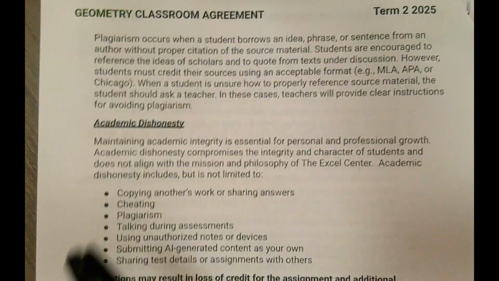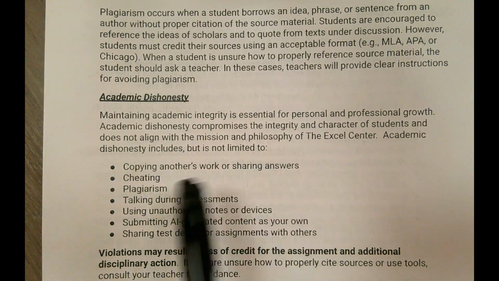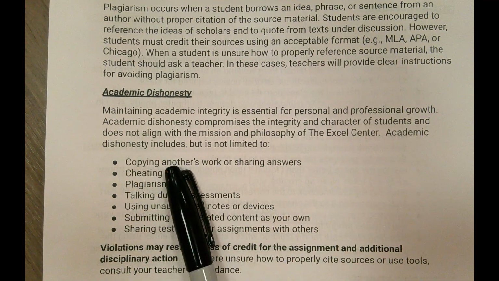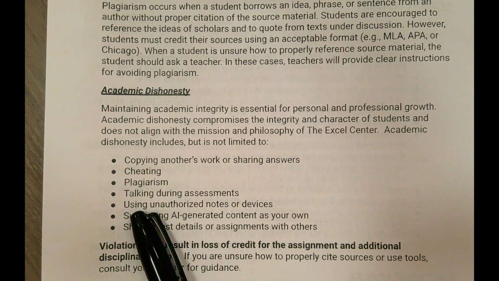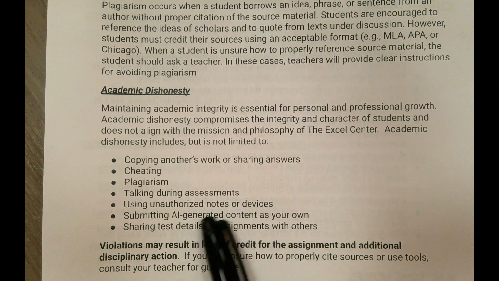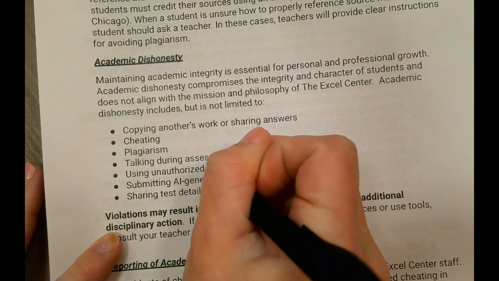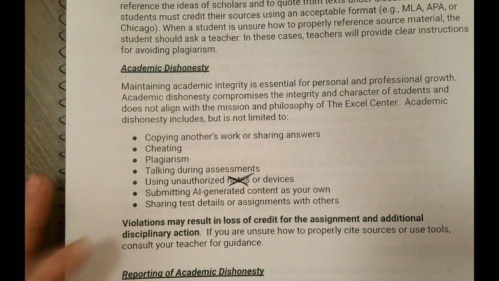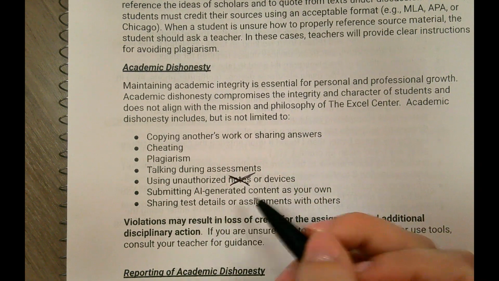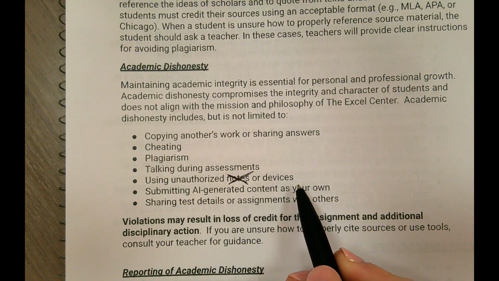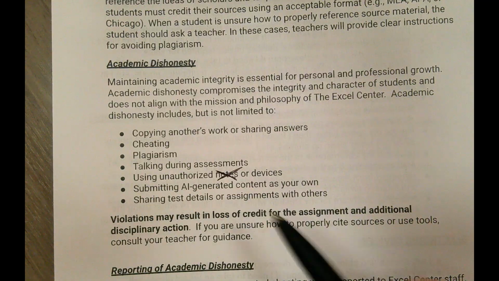But what is relevant to math is copying another student's work, sharing answers, cheating, talking during a quiz or a test, using your phone during a test, unauthorized notes. That doesn't matter because guess what? Every quiz you take in this room is open note. Take great notes, okay? Because you can use your notes on a quiz. Can you use your phone? Never. You can't use your phone. AI generated content, don't do that.